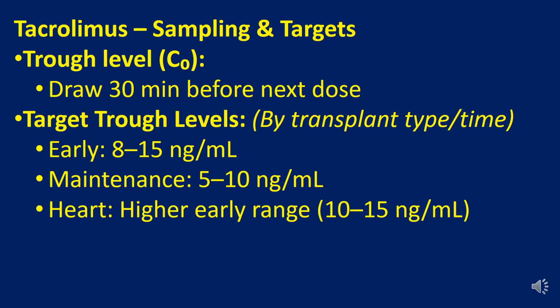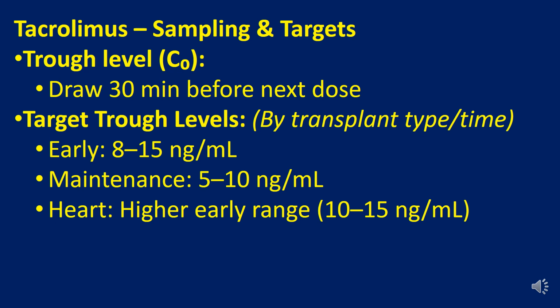In the case of liver transplant, at 0 to 3 months post-transplant, target 8 to 12 nanograms per milliliter. In the case of kidney transplant, at 0 to 3 months post-transplant, target 8 to 12 nanograms per milliliter. In the case of heart transplant, at 0 to 3 months post-transplant, target 10 to 15 nanograms per milliliter.